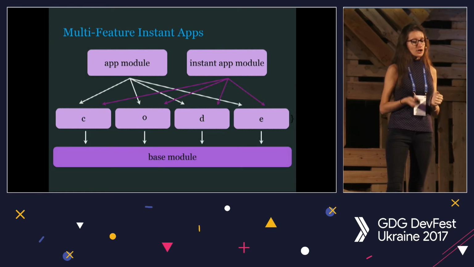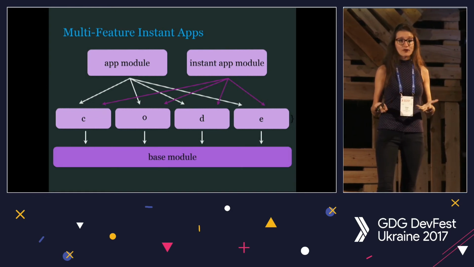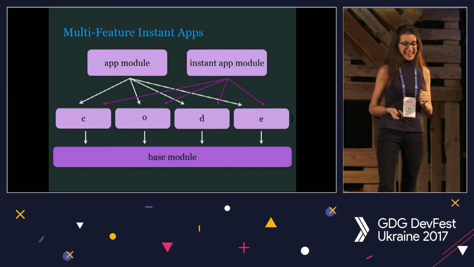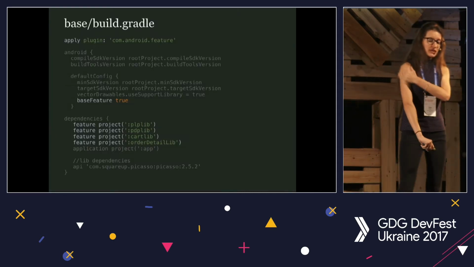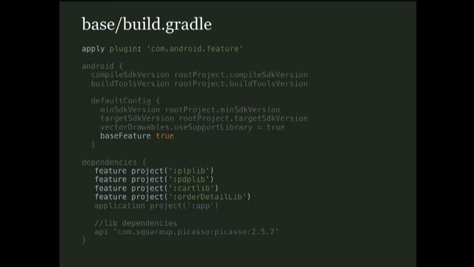So let's talk about the configuration changes that we have to do within the build.gradle files. Let's start with the build.gradle file of the app of the base module. We have to specify a plugin, com.android.feature. This is the same plugin we set in our single feature instant app. Then in the default config of the Android closure, we still have to specify base feature set to true.